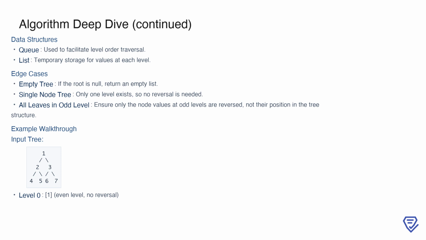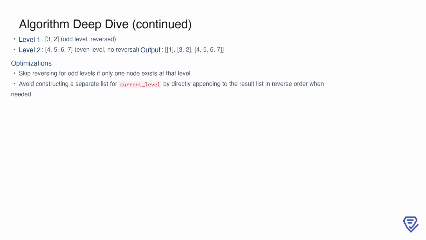Let's walk through a specific example to see this algorithm in action. Consider the binary tree shown here, where the root node is 1, with two child nodes 2 and 3, and further levels include nodes 4, 5, 6, and 7. On level 0, which is even, we simply add the node value, 1, to the result list without any reversal.